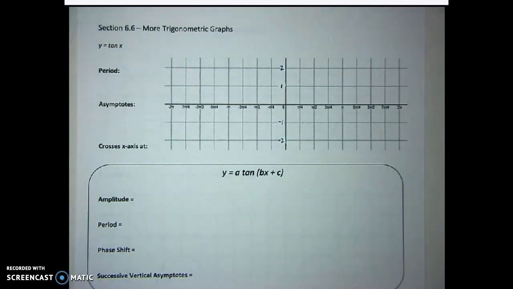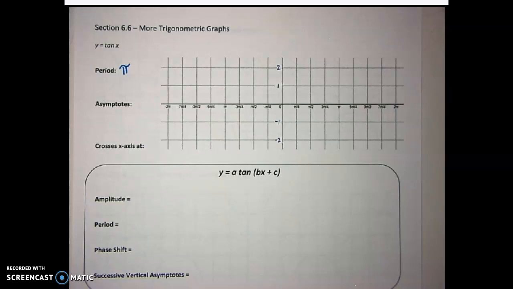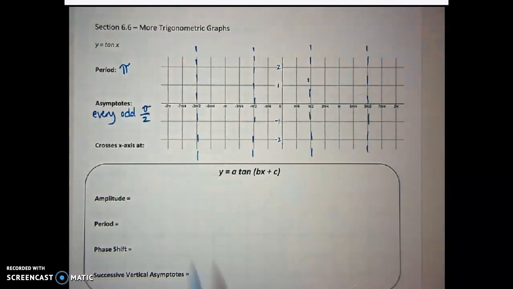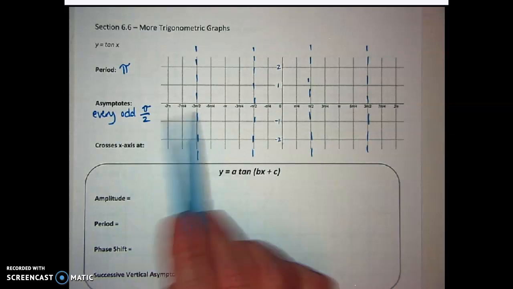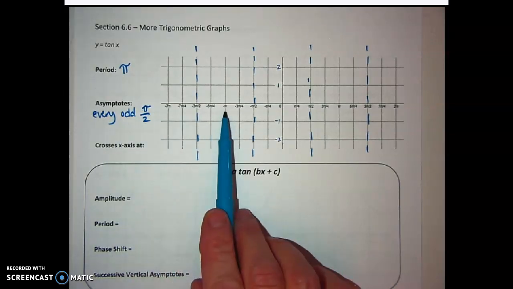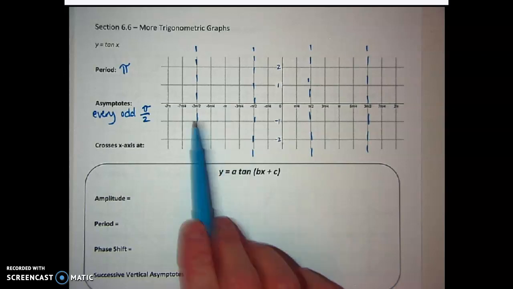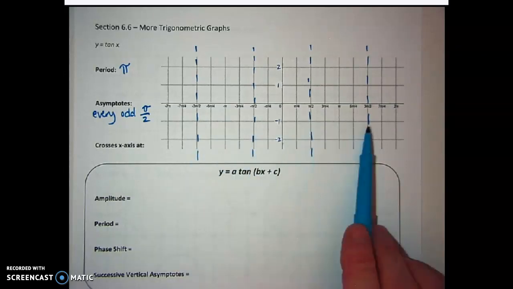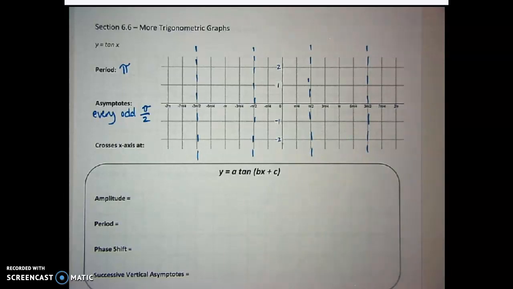To begin with, the period of the tangent function is pi. Because the tangent graph is a ratio of sine over cosine, every time the cosine graph is 0, there's going to be an asymptote on the tangent graph. The cosine is 0 at every odd pi over 2, so there's going to be an asymptote on the tangent graph for every odd pi over 2. What I mean by that is negative 3 pi over 2, negative pi over 2, positive pi over 2, positive 3 pi over 2. We can keep going with that.